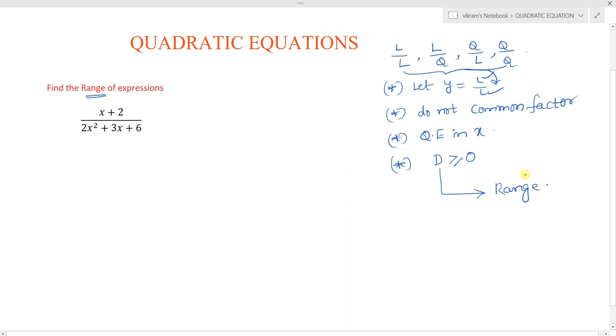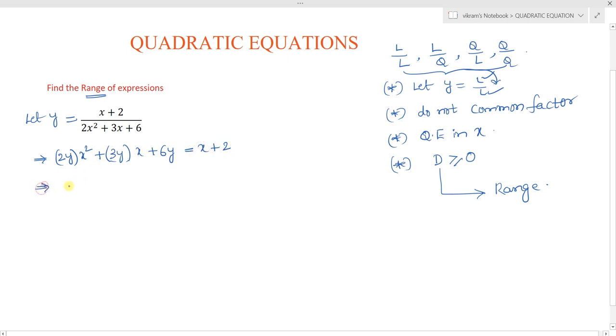Let me explain again with one example. Here the question is given: (x plus 2) by (2x squared plus 3x plus 6). The first thing we need to do is assume y equals the given expression, which is in the form of linear by quadratic. These do not have any common factor. Let's simply cross multiply. Then we obtain 2y times x squared plus 3y times x plus 6y equals x plus 2.